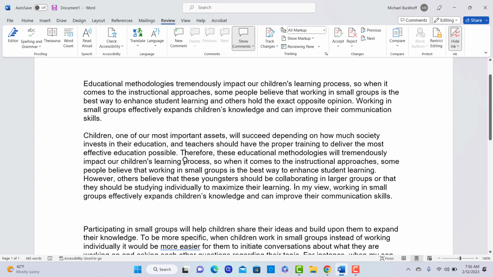In my view, so I put this back in here because it can separate the one idea from the other. In my view, working in small groups effectively expands children's knowledge and can improve their communication skills. So that would be the first change, in the introduction there. So you can see the changes I made to your original paragraph. You can see how I've expanded it below there.